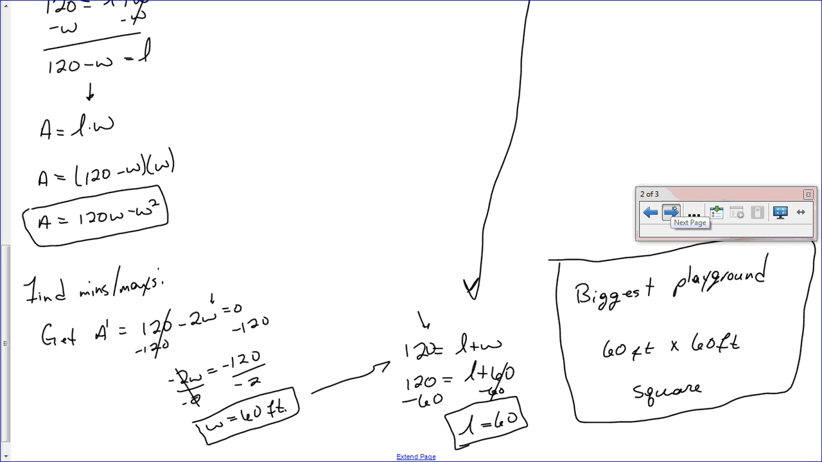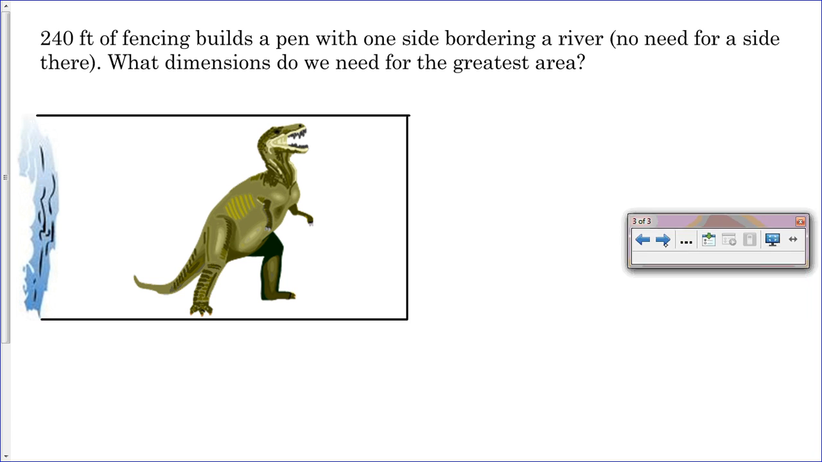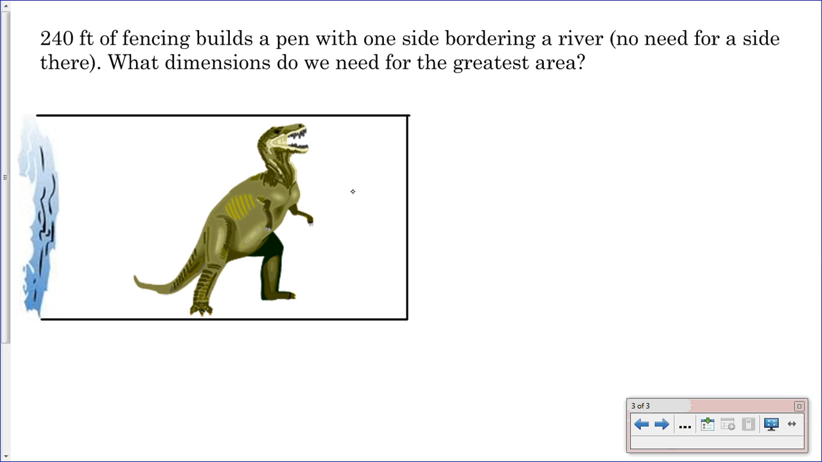Now let's mix the problem up just a bit. Say now we wanted that 240 feet of fencing to build a pen with one side bordering a river. And there's no need for a side there. All right. So this little wonderful blue thing is our river. All right. That's what you get when you search clip art on Google. All right. So now here is our pen. This is still the length here, and this is W still.